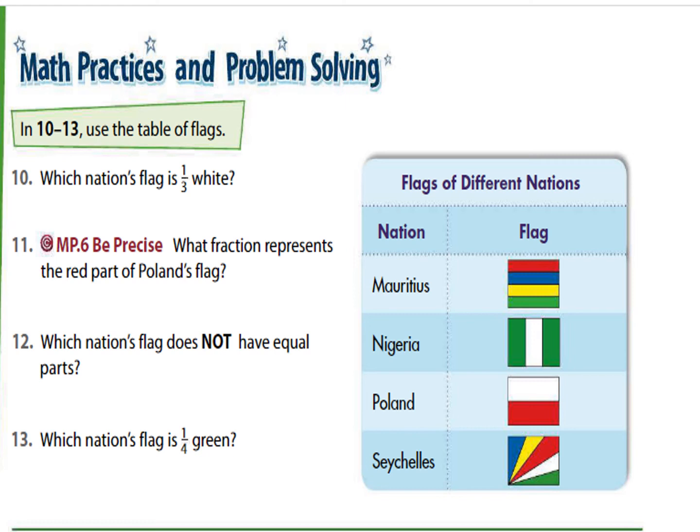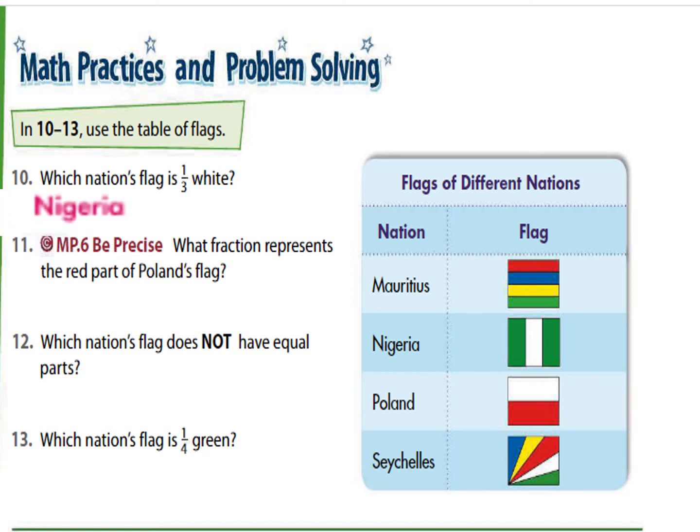Question number 10. Which nation's flag is 1 over 3 white? Look at the flags at the table. Search for one with 3 parts, one of them white. I need 3 parts, not 2. Which flag? Amazing! It's Nigeria.